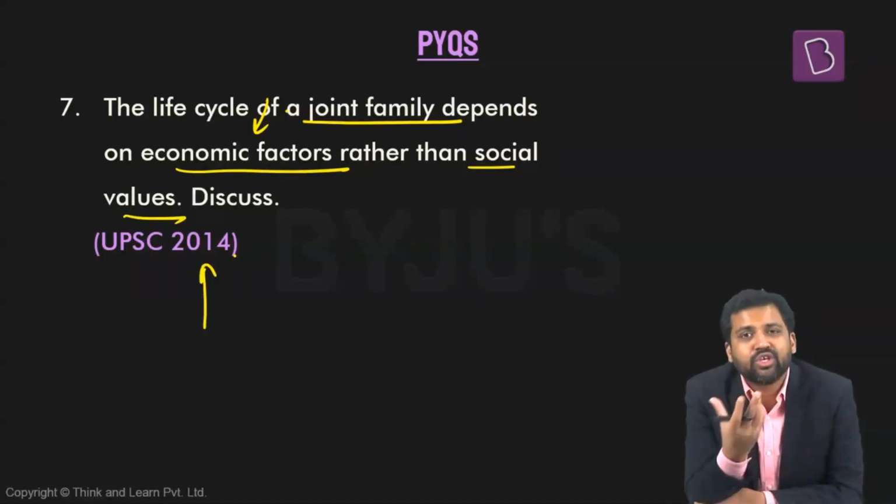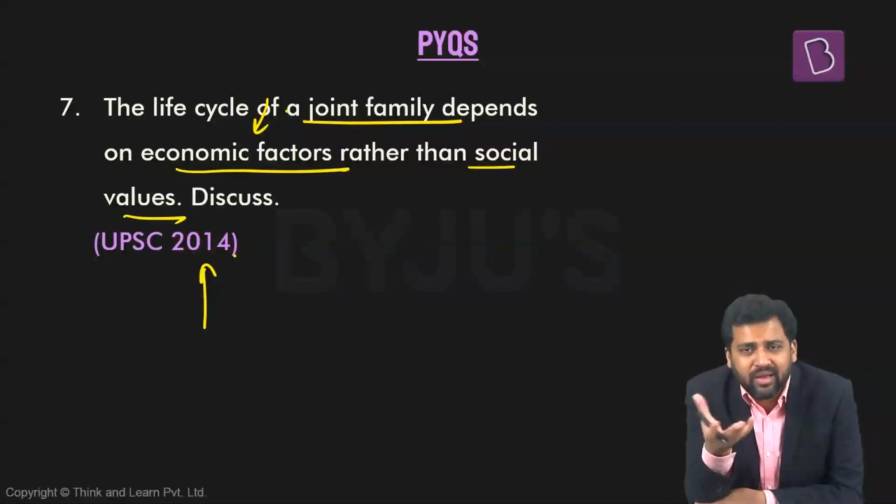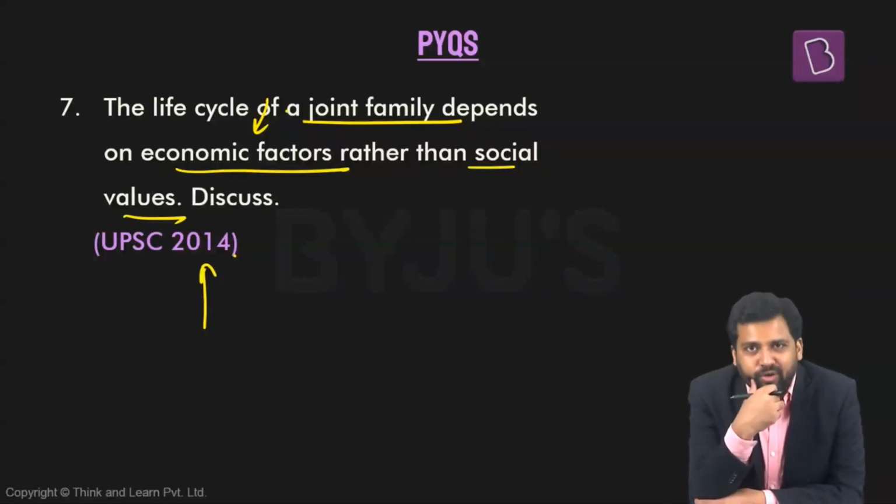What about social values? Social values impact the joint family: how strongly the family is held together, how much people subscribe to collectivistic ideas, collectivism, and how much individualism there is. If individualism is there, the joint family will not be held together. How strong are the consanguineal bonds? How strong are the filial bonds? They're all social values, right? So which has a larger role to play? Most likely the economic factors will prevail over the social values, right?